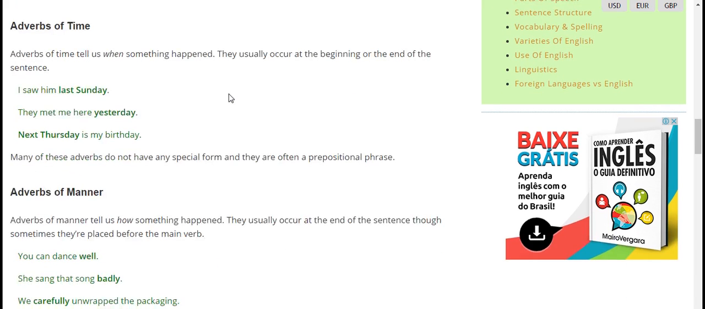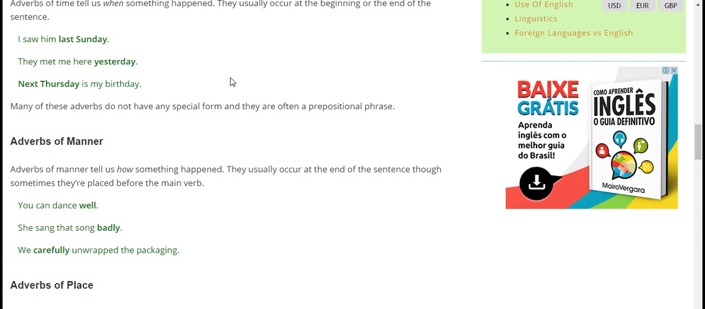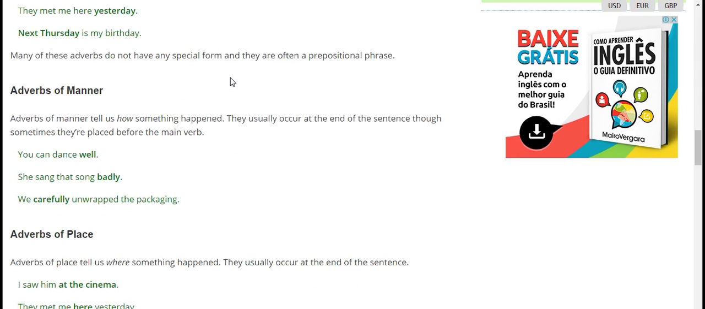Adverbs of time. Adverbs of time tell when something happened. They usually occur at the beginning or end of a sentence. I saw him last Sunday. They met here yesterday. Next Tuesday is my birthday. Many of these adverbs do not have a special form, and they are often prepositional phrases.